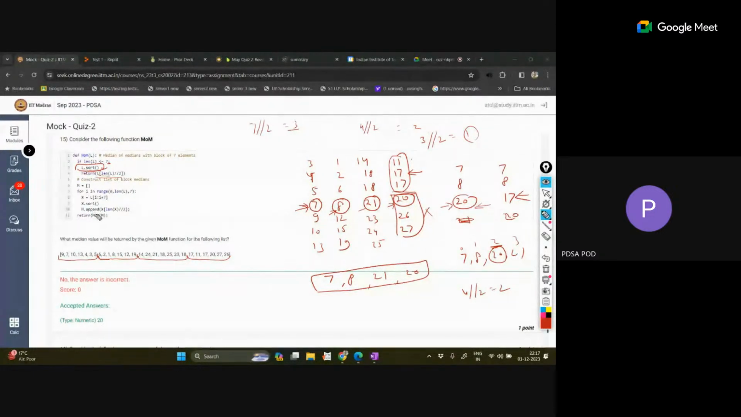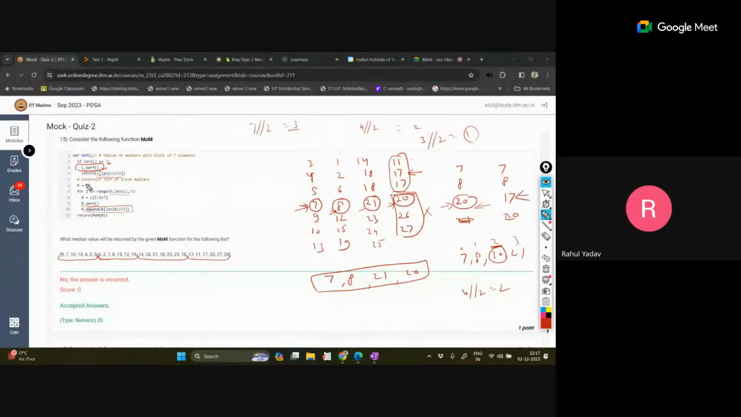If you see the lower part, we are just taking this range and dividing the list, and after that we are sorting this part and appending this value. So the first condition is given: if we have lesser than or equal to 7 elements, we will directly return the answer.